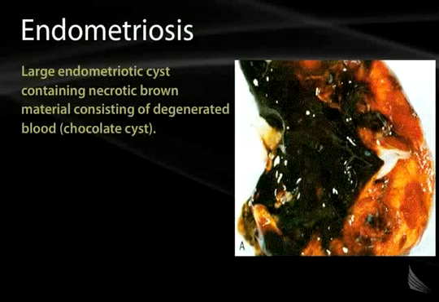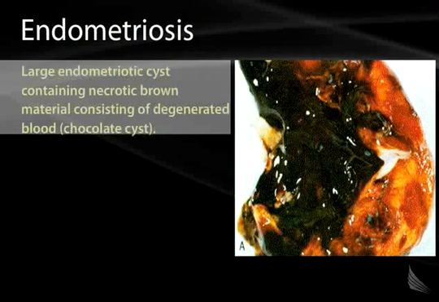The chocolate cyst is the classic gross presentation of an endometrial cyst. You see it here in this example, most likely of a fallopian tube and the surrounding uterine tissue, where a large endometrial cyst has been opened up, revealing its contents to be a mass of necrotic dark brown material due to the extravasated blood from the cycling of the endometrial tissue.